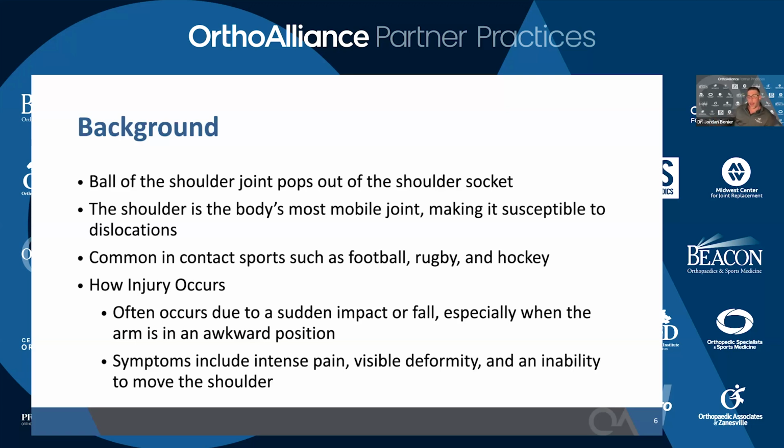This type of injury is common in contact sports. So this will be football, rugby, hockey, any of those types of sports that involve direct hits to the shoulder. And so that's typically how this occurs, is a sudden impact or fall, especially when the arm is in an awkward position. It can happen with falling on an outstretched arm. And the symptoms are usually an intense, immediate pain, a visible deformity. So you can visibly see that the ball does not look like it's located into the socket. And then a complete inability to move the shoulder.